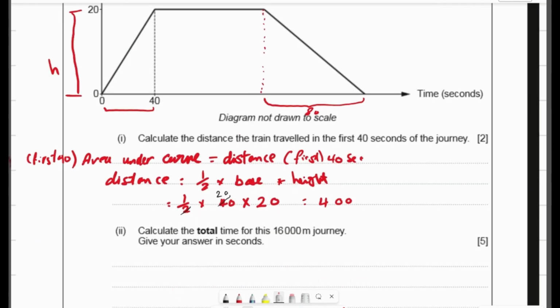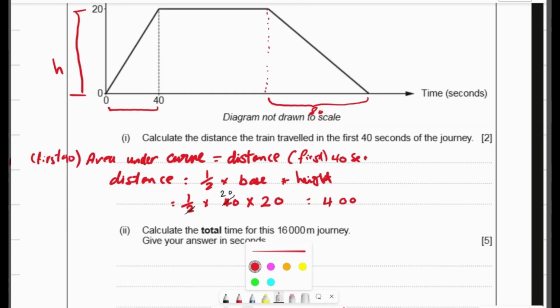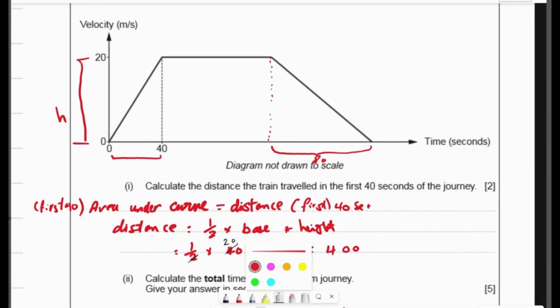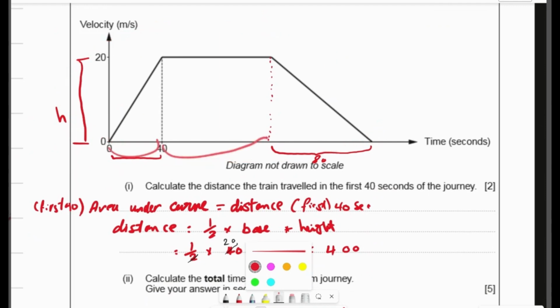Let's look at the second part of this part A. Calculate the total time for this 16,000-meter journey. Give your answer in seconds. So what's happening here? It is telling you the whole distance for this time. So this time plus this time plus this time gives you a total distance of 16,000 meters.